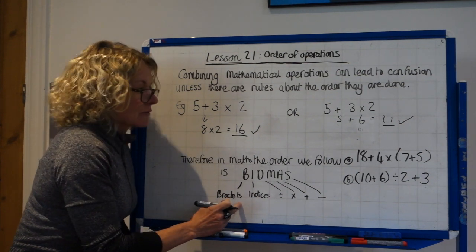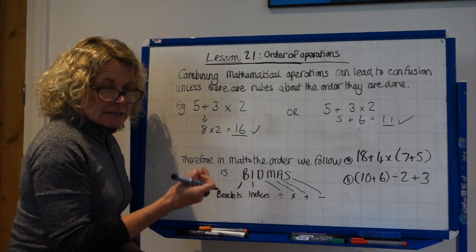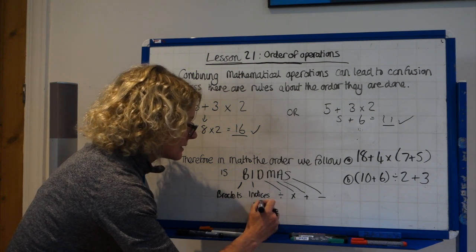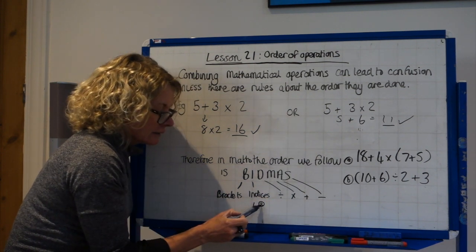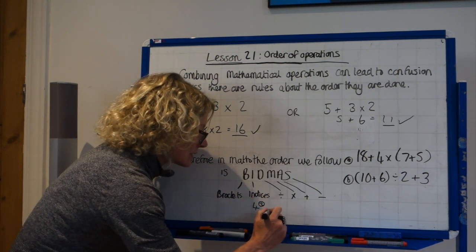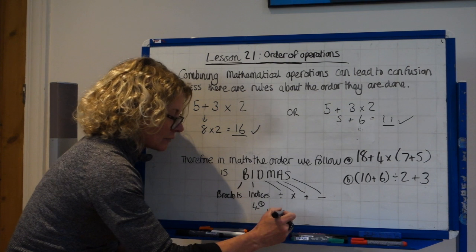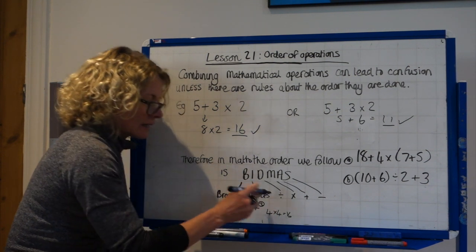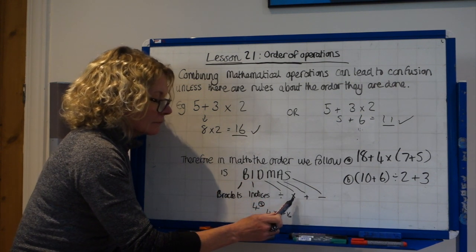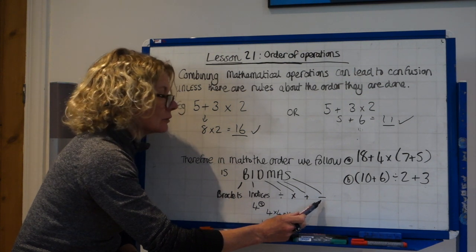So you deal with your brackets first. Brackets like that. What's an indices? Indices is a power, okay? So say you had 4 squared. This squared here is the power of that number, and that is the indices. So what is 4 squared? 4 squared is 4 times 4, isn't it? So you deal with the indices after you've dealt with the brackets. 4 times 4, 16, okay? So the indices come before you then do division, multiplication, addition, and finally subtraction. So that is the order that you go in.